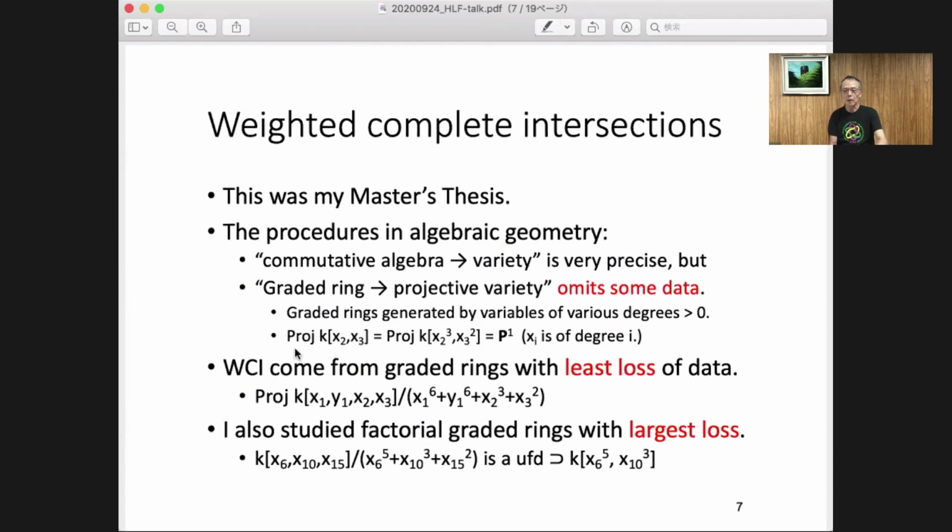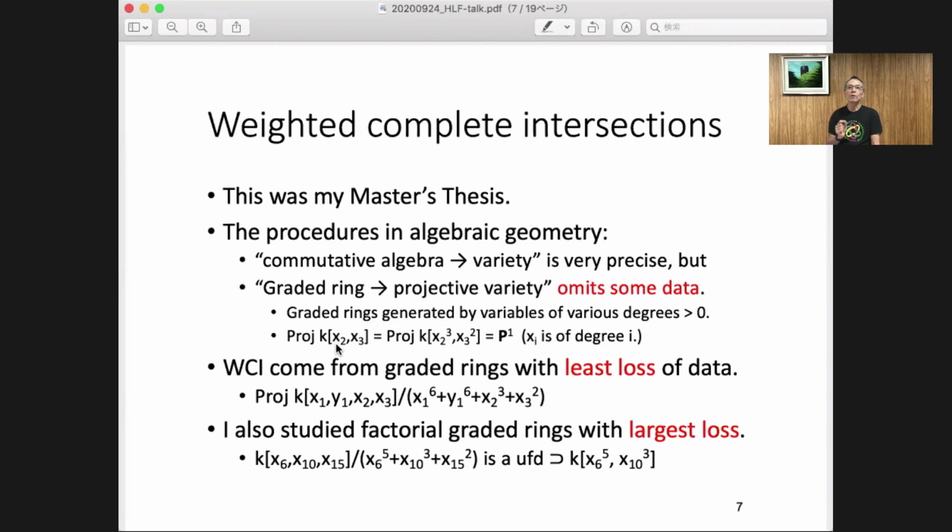For instance, Proj of k[x_2, x_3], where x_2 is of degree 2, the subscript means the degree. So Proj of the polynomial ring generated by x_2 and x_3 is the same as Proj of k[x_2^3, x_3^2], and it becomes P^1. So using different weights has no effect.